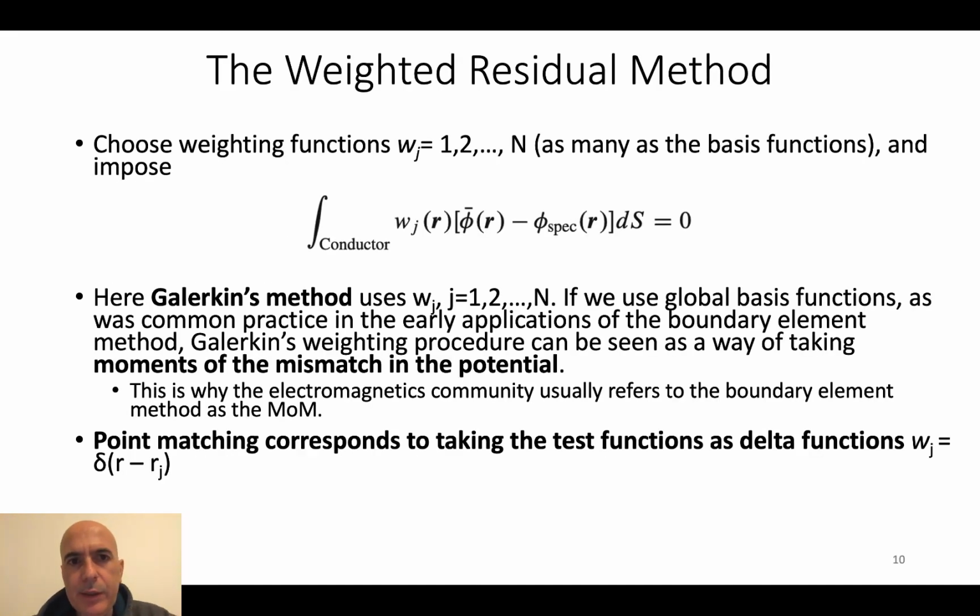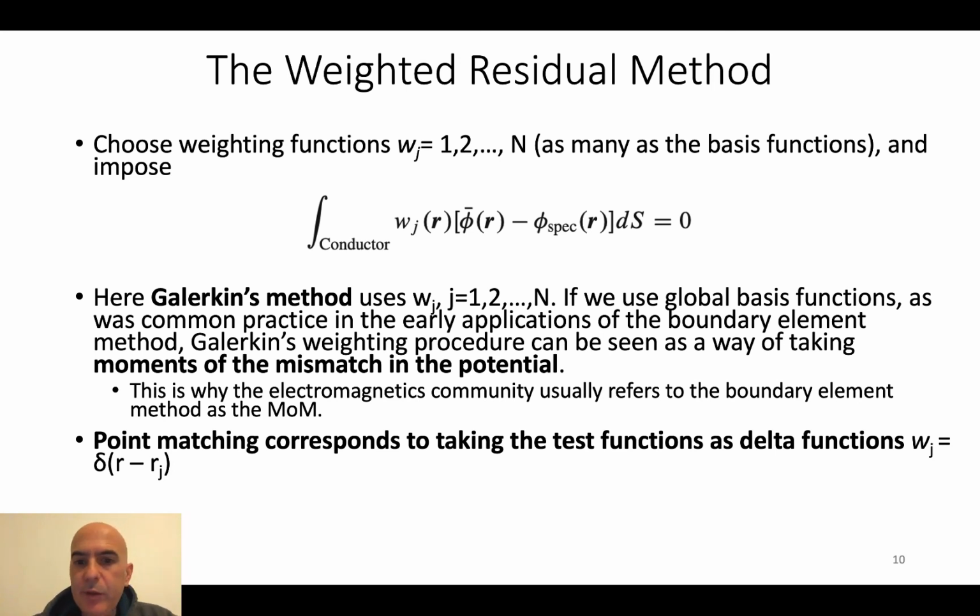The second technique that we can employ to use the method of moments is the weighted residual method. In this case, we choose a weighting function, very much like in the FEM method, and then we multiply the residual, and then we take the integral, that is the weak form of our problem. Also here, we can use the Galerkin method by using Vj, by using the same basis function, in this case what we call Sk. The Galerkin weighted procedure can be seen as a way of taking moments of the mismatch in the potential, and that's why it's called method of moments.